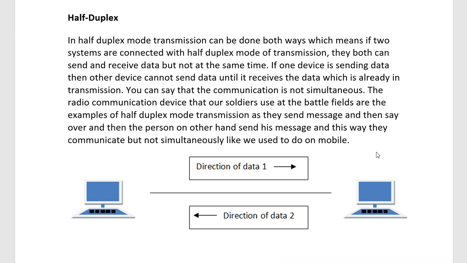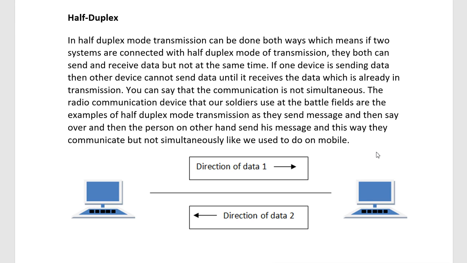If you see the use of radio devices, we can say the soldiers or our police departments use these radio frequencies, these radio devices, to communicate with each other. So they actually use half duplex, and there is one button on that device. When they press that button, they can send the data, and when they release the button, they receive the data.